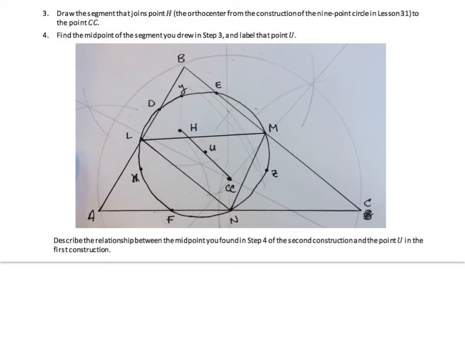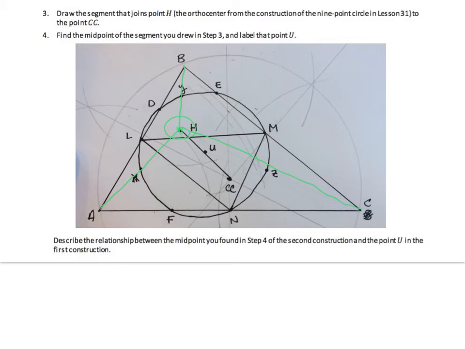Now the instructions say draw the segment that joins point H, and I've erased point H. Point H is from that original drawing of yesterday, which we did the altitudes. It's where all the altitudes met. If you can see that right there. This one's going to be hard to draw. Cool. So point H, draw the segment that joins point H, which was the orthocenter from the construction of the 9-point circle in lesson 31, to point CC.